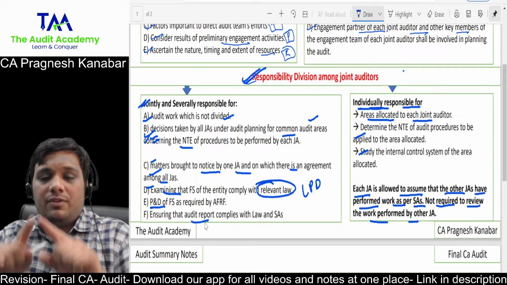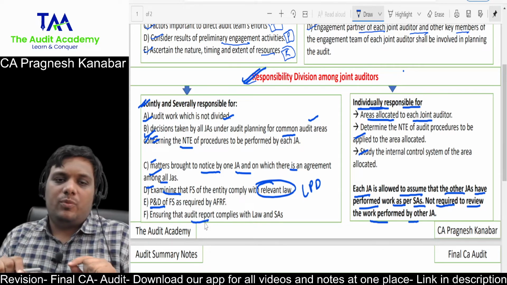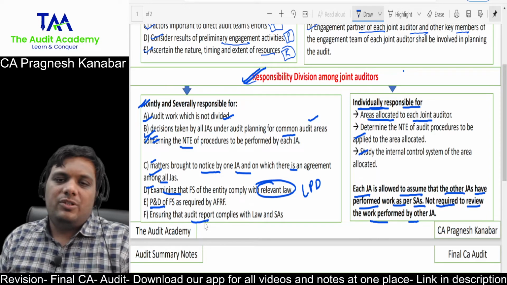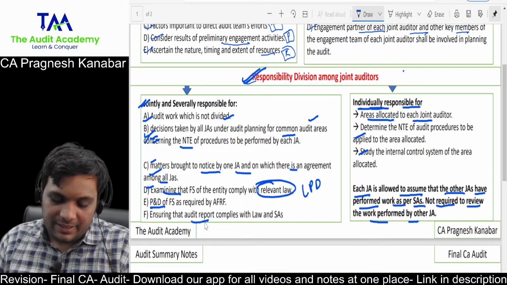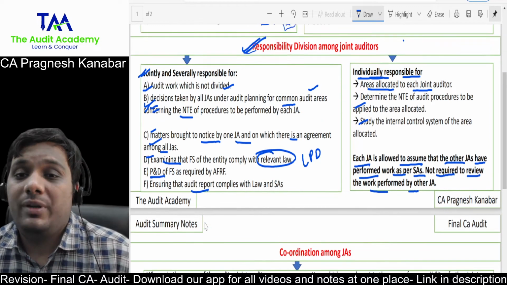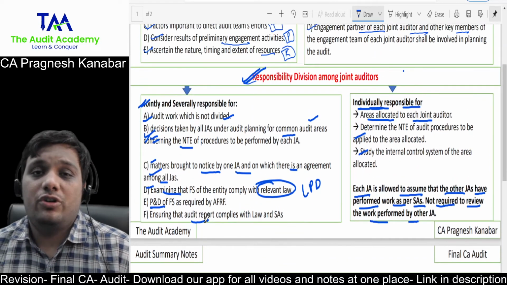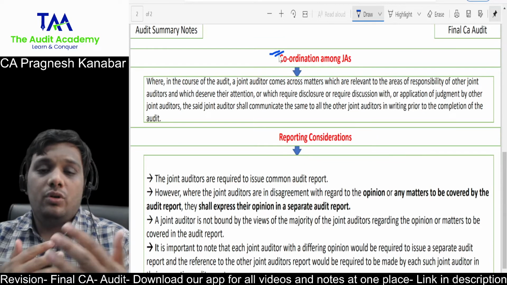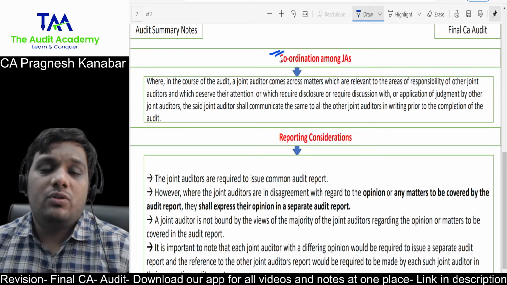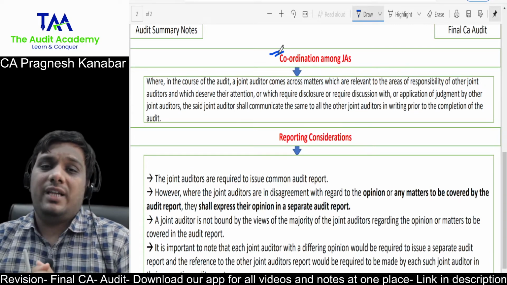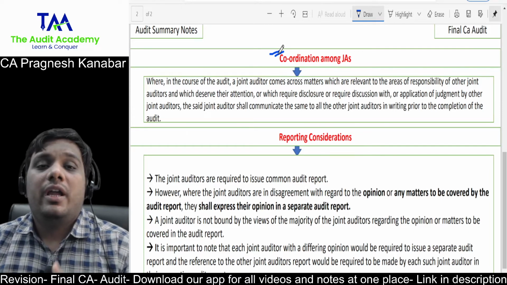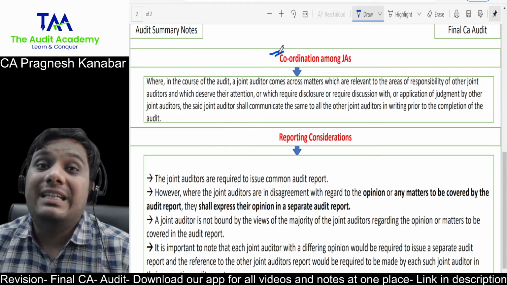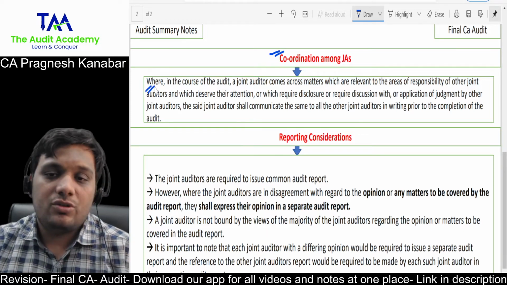Then at the end, whatever audit report we are developing, the format of that report and the statutory disclosures that are required in that report, obviously we will be jointly responsible for that. Yes sir. All right. So please remember this responsibility division amongst joint auditors, very, very sensitive. Then both the joint auditors are expected to have good coordination with each other. If I come across any matter which I think could be important for you, and if you come across any matter which you think could be important for me, then we need to communicate in writing with each other. That has been discussed over here.